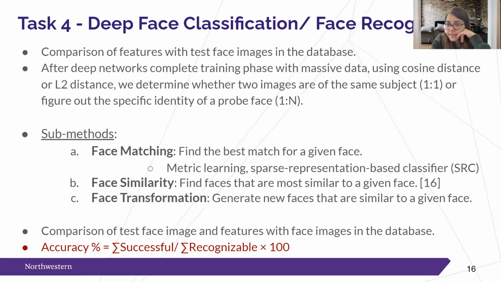In matching, you find the best match for the face, and the sparse representation based classifier uses this. In face similarity, you find the faces most similar, and in face transformation, you generate new faces and transform them. So the comparison of test face images and features with the training images is done here. And the accuracy is the summation of the successful attempts over the summation of the recognizable attempts.